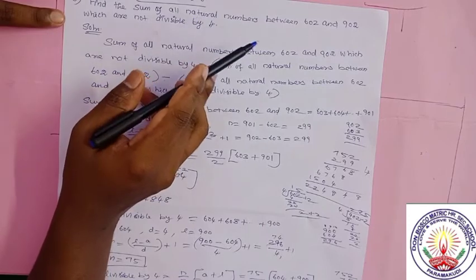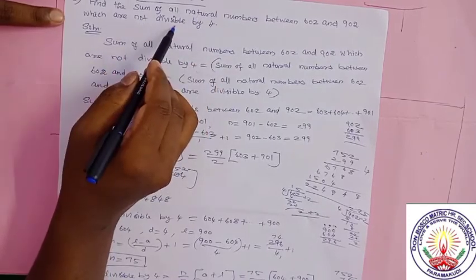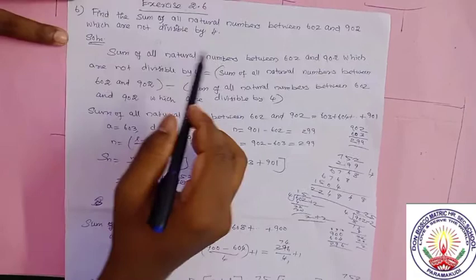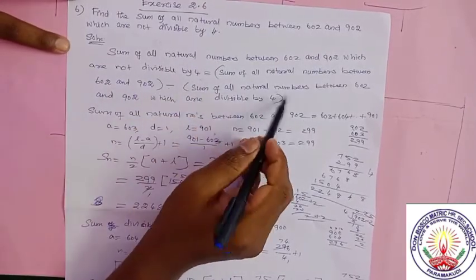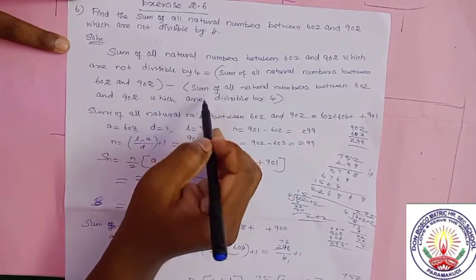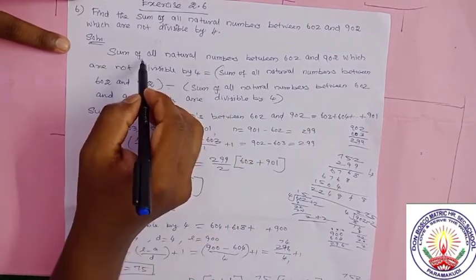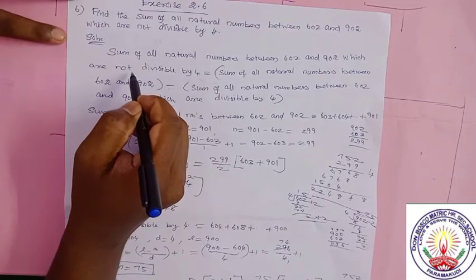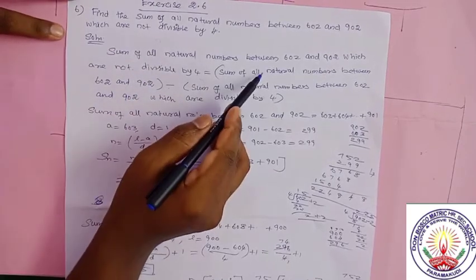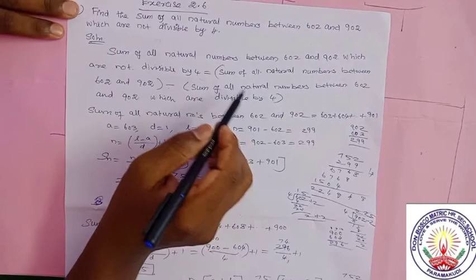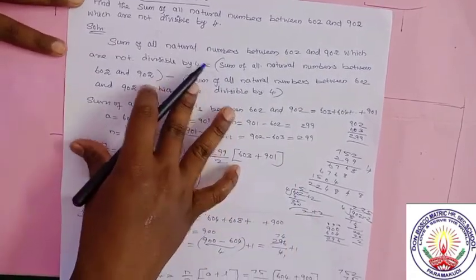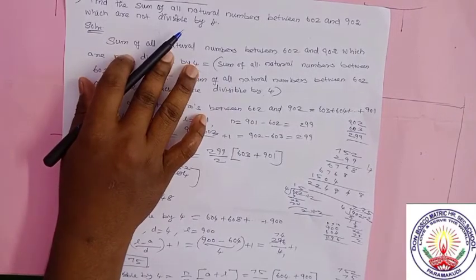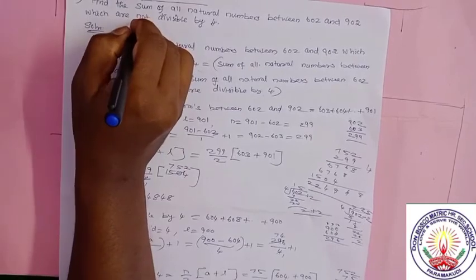Sum of all natural numbers between the two numbers which are not divisible. So for which are not divisible, first you have to find the sum of all natural numbers between the two numbers, then the sum of all numbers which are divisible, then subtract the two sums. That is the answer for the sum of all natural numbers which are not divisible. So you have to find both sums. This will be a nice compulsory question. There is a chance of important questions being asked. If the word not is not given, it will be a very simple question.